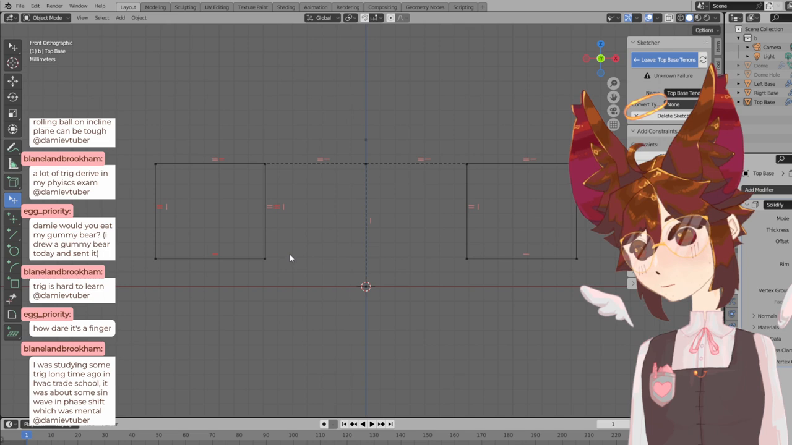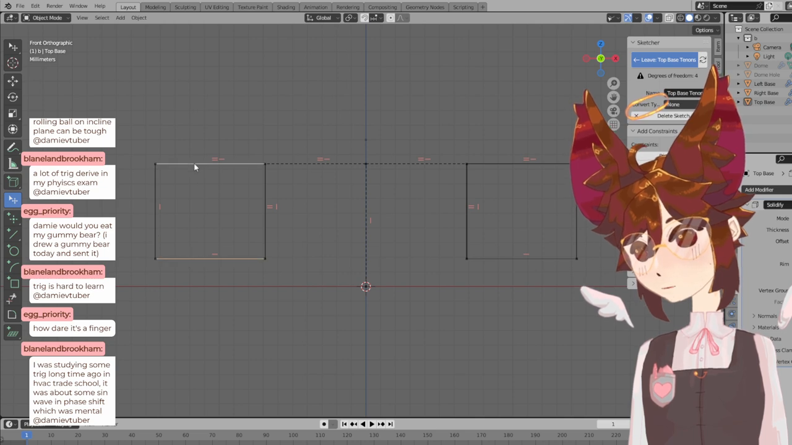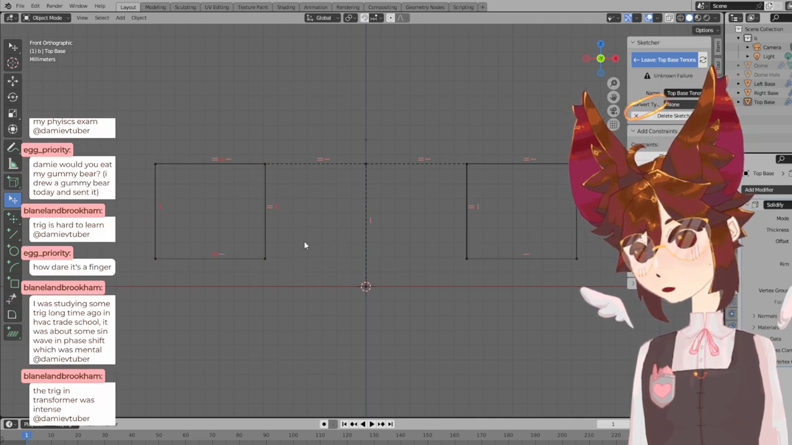Okay, that I can't do. Why can't I do that? I don't understand why I can't constrain that. Oh, I think it's because they're already equal.